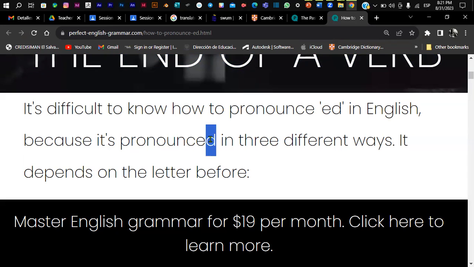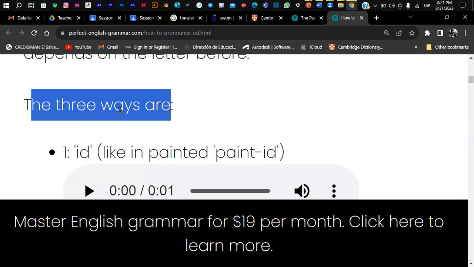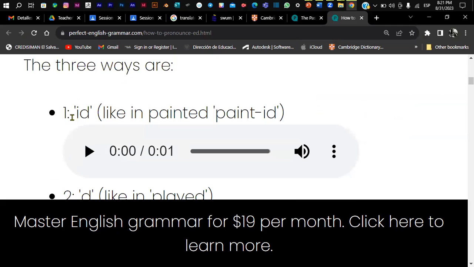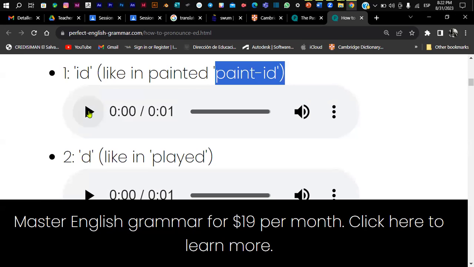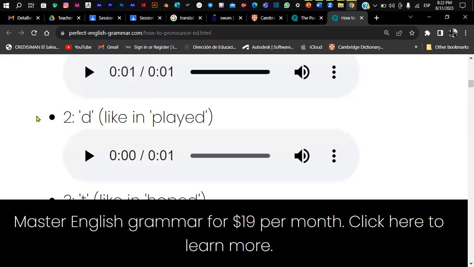It's pronounced with D. It's pronounced in three different ways. It's D. Let's check. The three ways are: ID, like painted. It is like that. And in this link, you have this sound. Painted. Okay, it's difficult to hear, but it's half clear. Number two? D. With D.